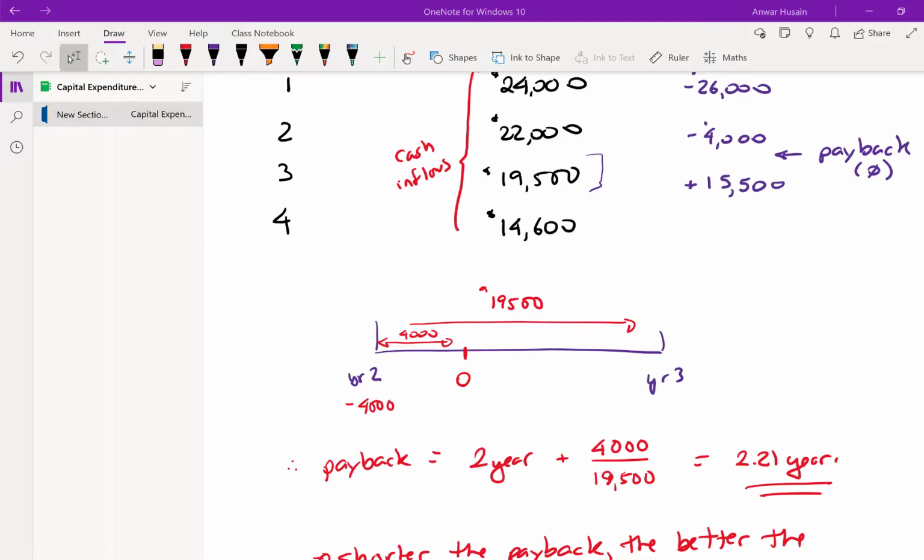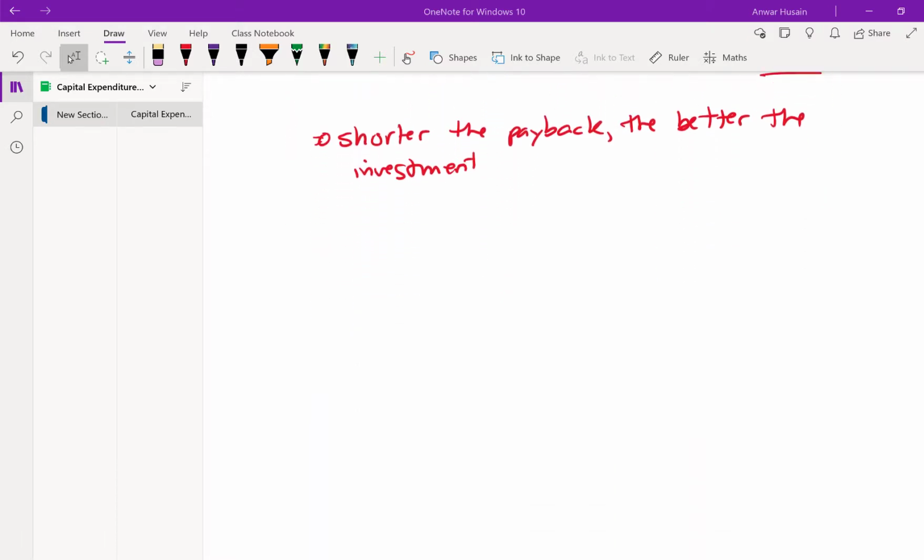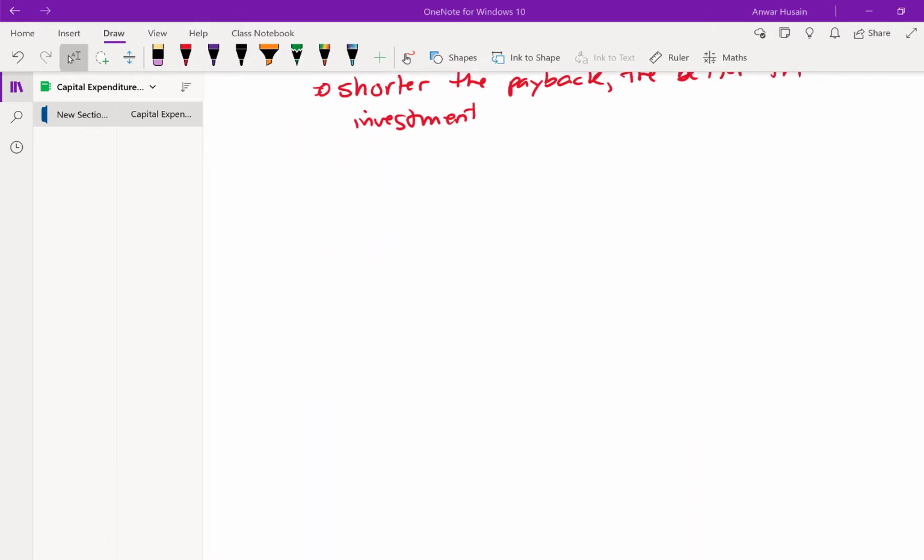Now I'm going to do the discounted payback. Now this takes a bit longer because I'm going to have to incorporate the time value of money. And so let's just draw it out. I'm going to use the same information. So we've got year 0, 1, 2, 3, and 4.